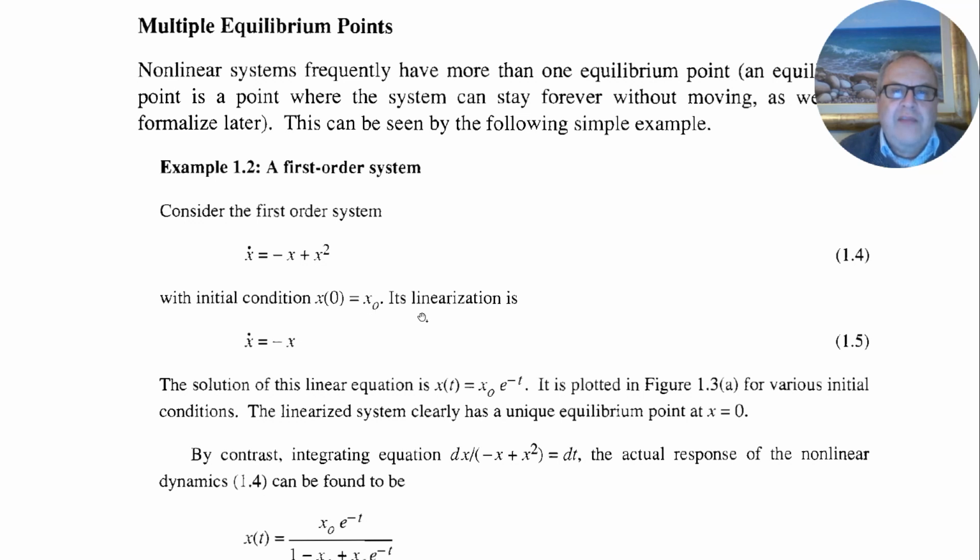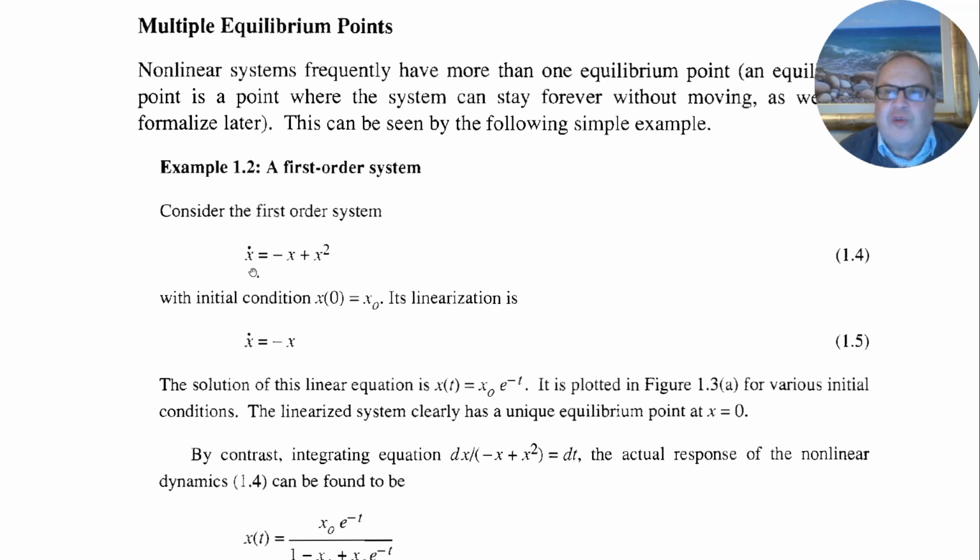Consider, for example, the first order system x dot equals minus x plus x squared with initial condition x(0) equal to x0. The linearization of this system is x dot equals minus x. What does it mean? It means that for small x you have x dot equal minus x plus x squared. For x equal to 0, everything is 0 here, and x equal to 0 is an equilibrium point, because for x equal to 0 you have dx/dt equal to 0.